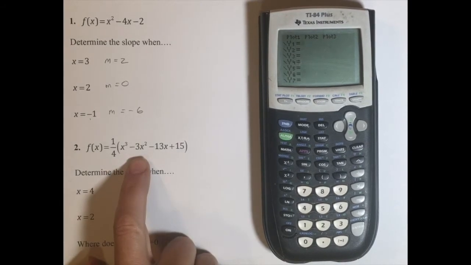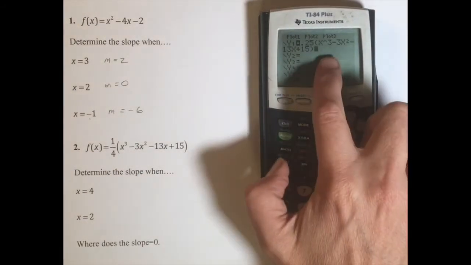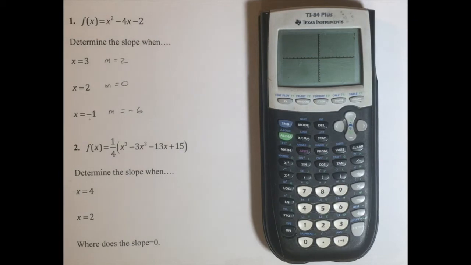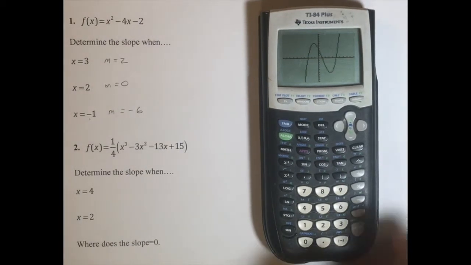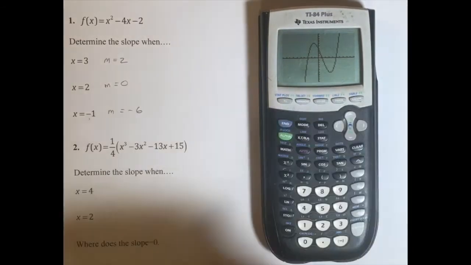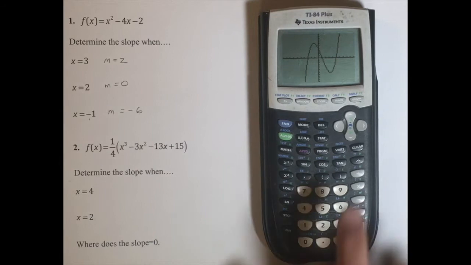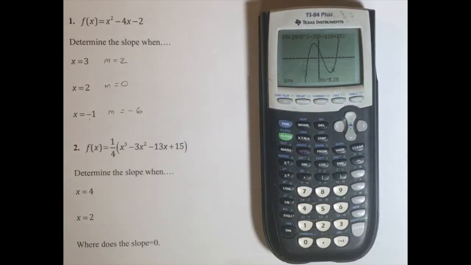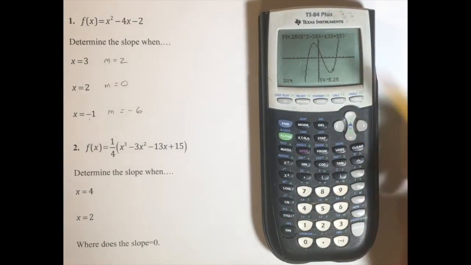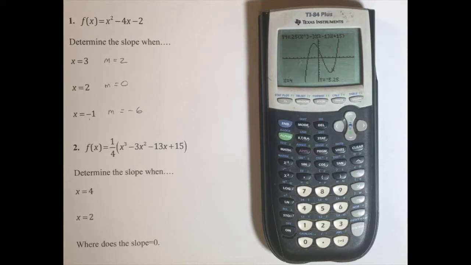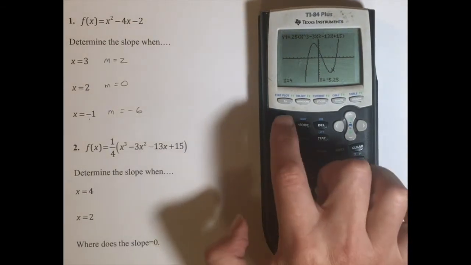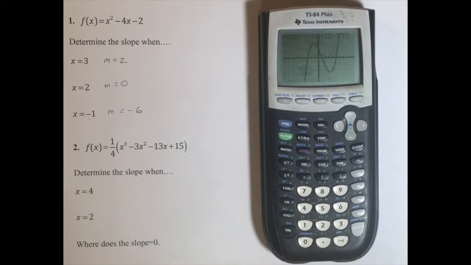Let's take a look at another one. Let's see what this function looks like on our graphing calculator. And we once again have a curve. The slope is different everywhere. Let's determine the slope when x equals 4. Before we do that, let's just see where that is on the graph. We want to get the slope right here at this point 4, comma negative 5.25. So I'll second draw a tangent line when x equals 4.